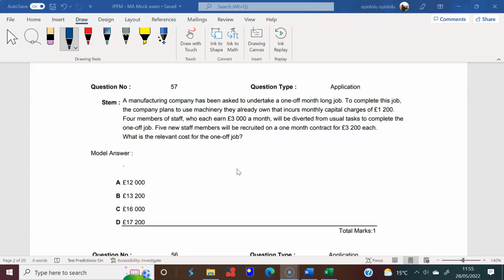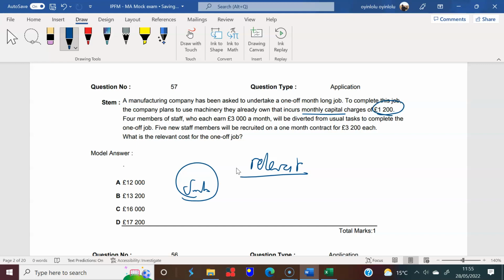So this is 57. It's an interesting question. With relevant costing, we highlight the fact that sunk costs we've already paid for are not relevant in making future decisions. Let's start with this one. So imagine you had paid a long time ago, agreed to pay some monthly capital charges. Whether you make this decision or not, you will still pay this 1,200. So this 1,200 is irrelevant when making a decision about completing another task. Should we take the project or not? So this is not relevant.